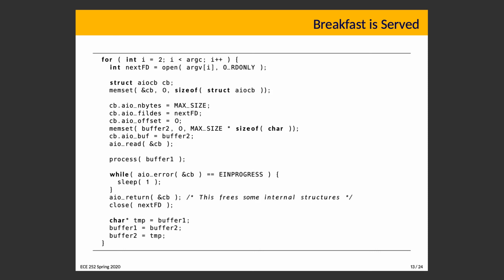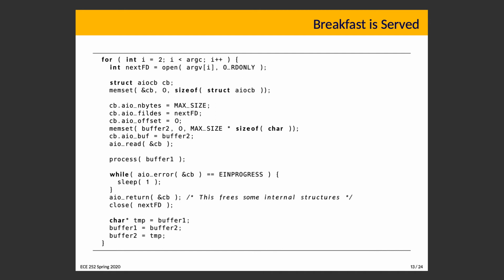All right, so starting at i equals 2, i less than argc, so the count of arguments, i++, we'll open the next file, whatever was provided on the command line, and we'll open it read-only. We will declare our struct aiocb, the AIO control block. We will memset it to all zeros, and then we will populate the fields. And this is the minimal version, so we don't have to fill in every single one, just a few. And that being the case, there's not quite so much to it.